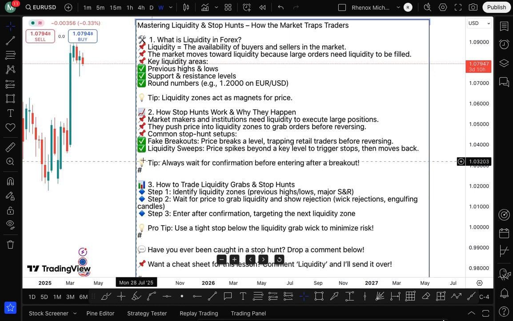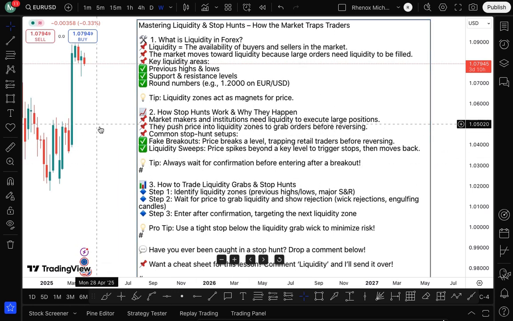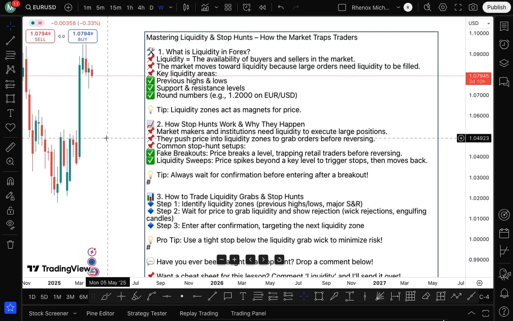So we are going to do some examples on the charts. Here is another tip for you guys: always wait for confirmation before entering after a breakout. Always wait for a change of character or a candlestick formation before you take a trade after a breakout.